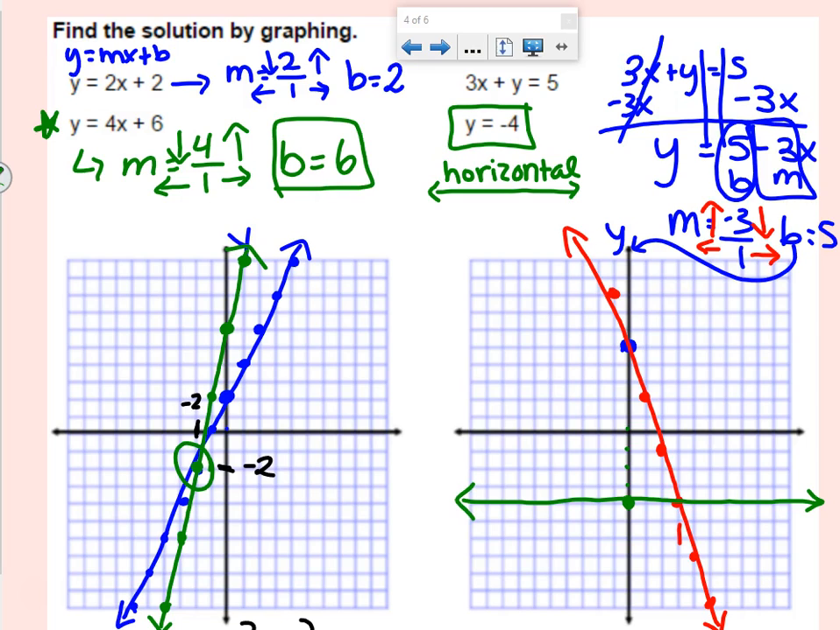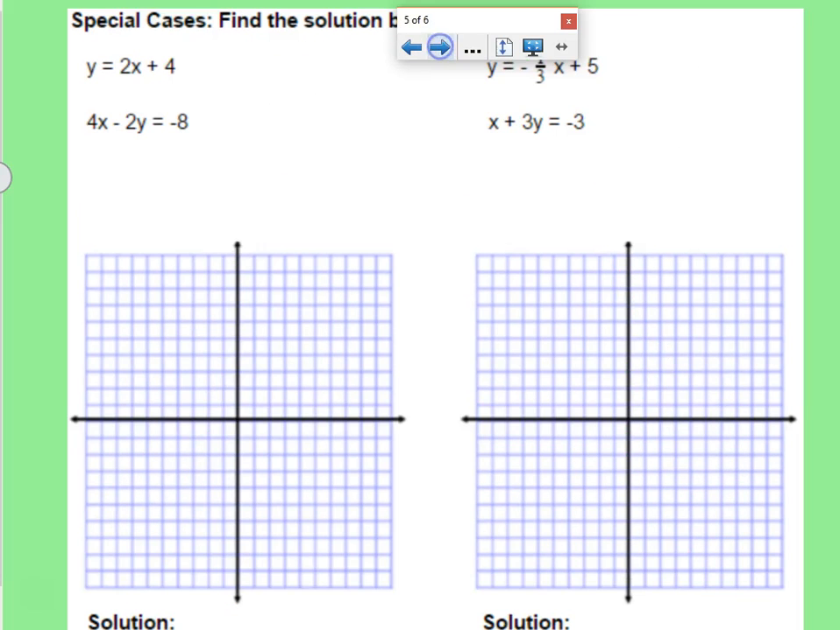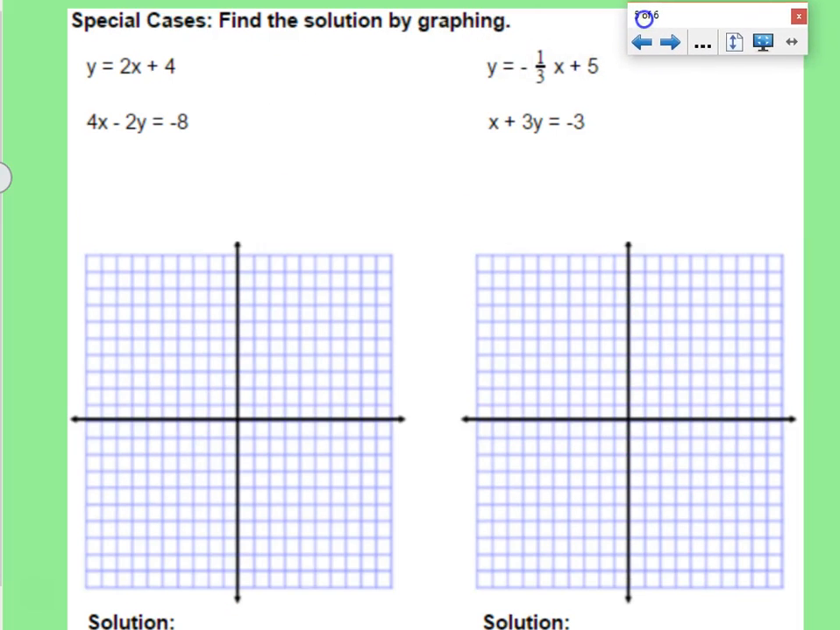Once we've done that, we can see there's a nice pretty crossing point between our red line and our green line. That point is at 3 on our x-axis and -4 on our y-axis. So our solution to this system is 3, -4. So both of these examples were examples where there was only one solution. Now here we have our special cases.